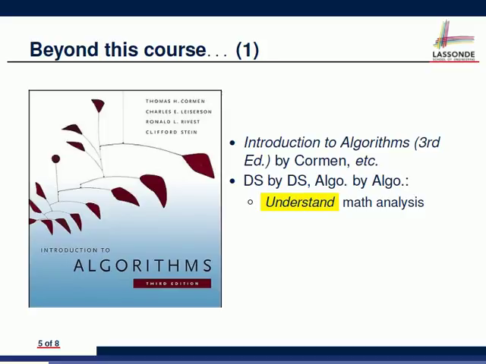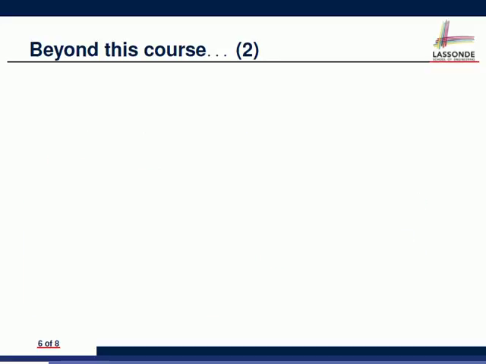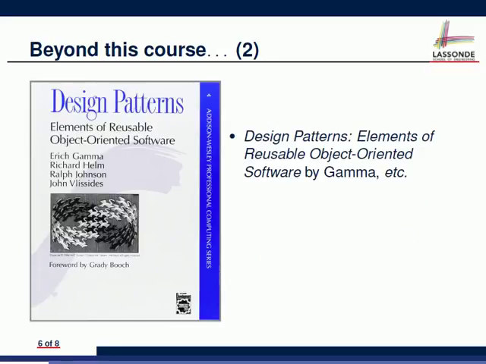Pseudocode means it's simply written in between English and code. I want you to do the following practice for each one of them. Read the math, read the pseudocode, translate it into Java, write JUnit tests. If you can finish this book by the end of your graduation, that'll be awesome. Not by winter, that'll be too soon. It's not possible.